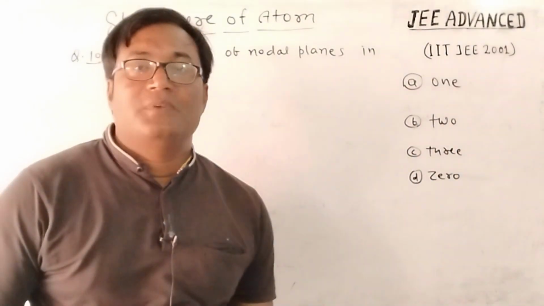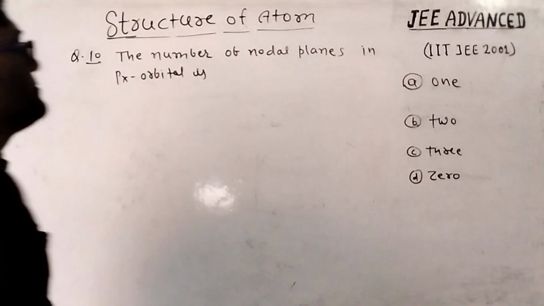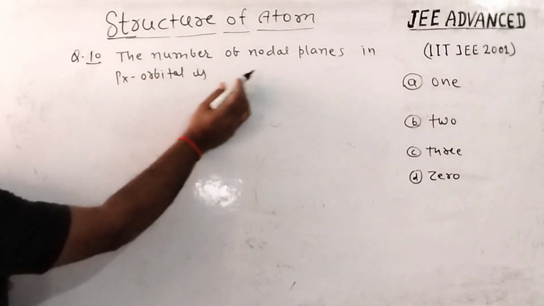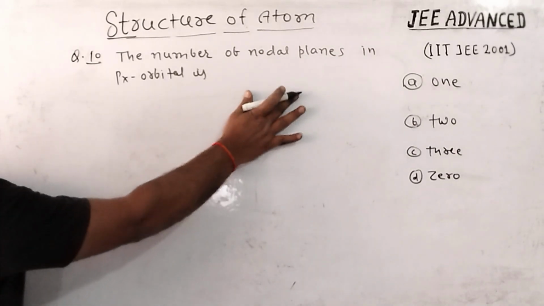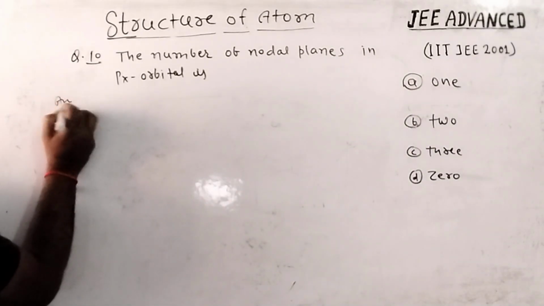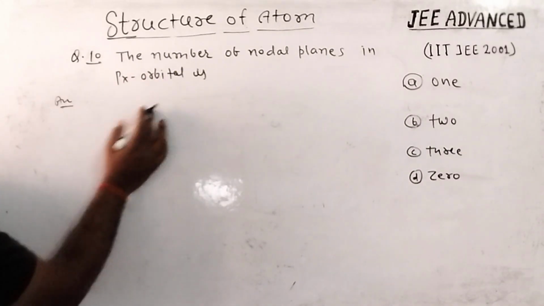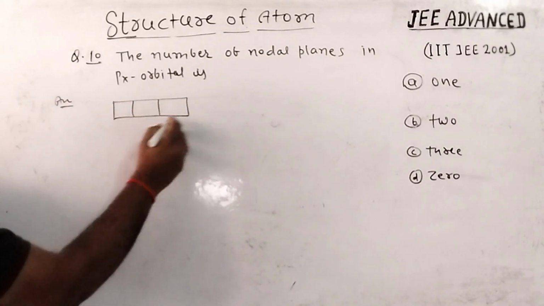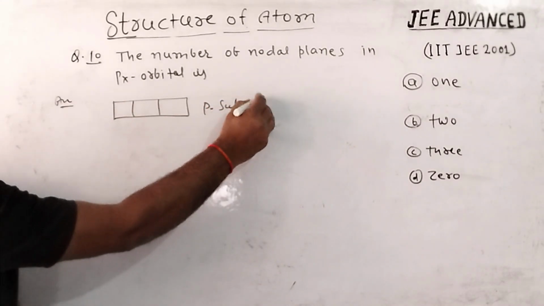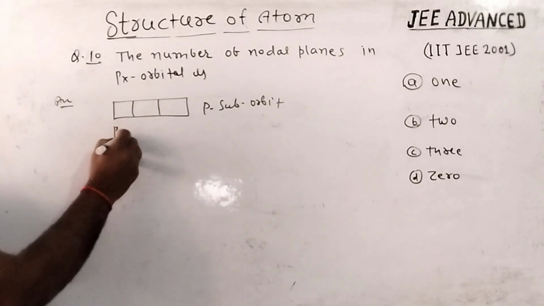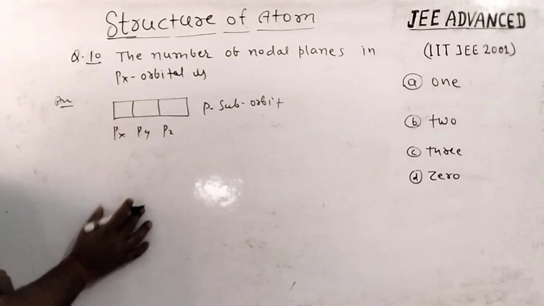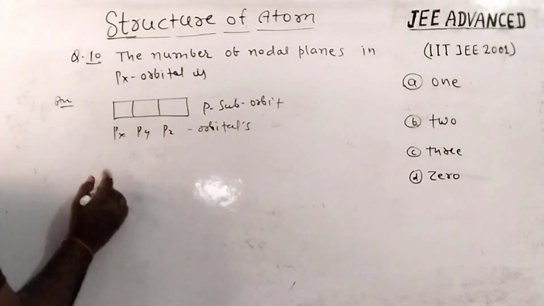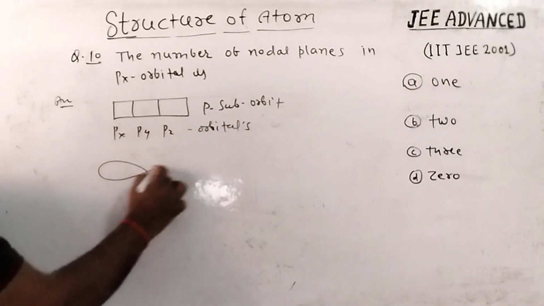Now question number 10 is based on number of nodal planes. Now according to question, the number of nodal planes in px orbital, options are given 1, 2, 3 and 0. So the number of nodal planes in px, okay, in p suborbit, orbitals are px, py and pz. Now one by one we can draw shape of p, which is dumbbell shaped.